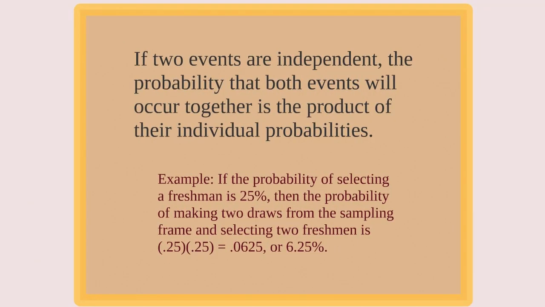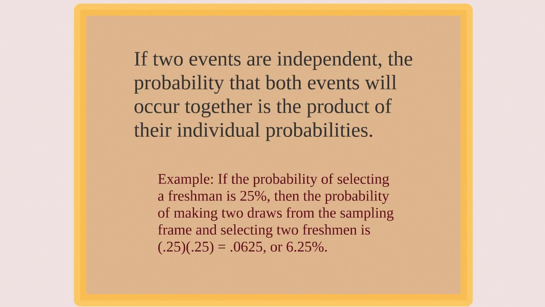If two events are independent, the probability that both events will occur together is the product of their individual probabilities. By independent, what we mean is that one event does not influence another. So let's suppose I take two random samples, each time with replacement. If I take a random sampling of a single unit, then replace that unit and do it again, these are independent events. What happens the first time does not influence what will happen the second time. So because they're independent events, I can solve a problem like this one.